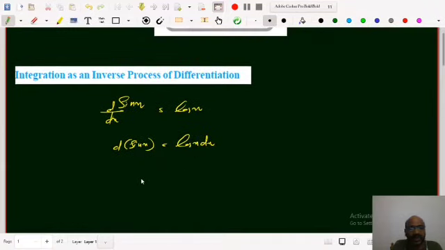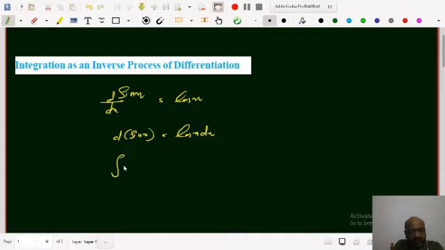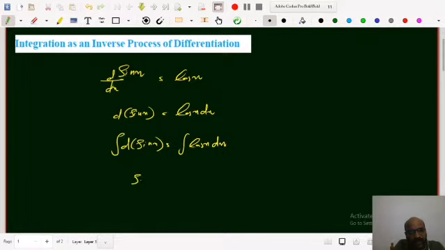Now integrating both sides. This is the symbol of integration. Integration of d of sin x is equal to integration of cos x dx. Integration and differentiation get cancelled because they are reverse operations. So the left hand side will be sin x. The right hand side equals integration of cos x dx. Now we can conclude that if the derivative of sin x equals cos x, then integration of cos x is equal to sin x. Okay, this is simple.